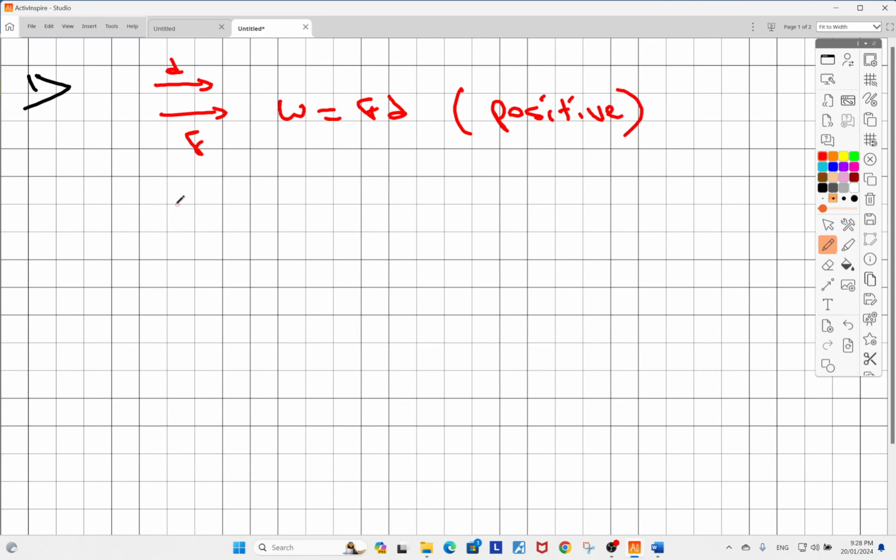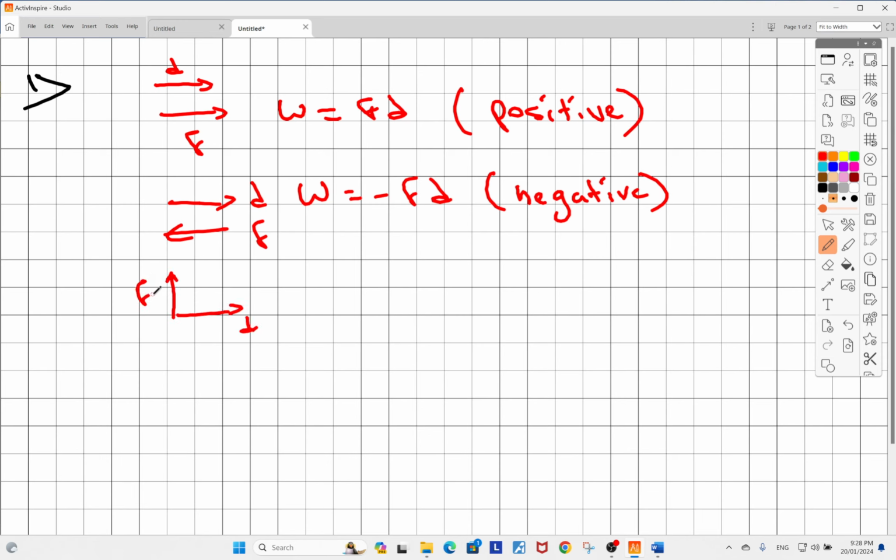If the displacement is opposite to the force, then the work is minus F times d, and it's negative. If the displacement is perpendicular to the force, then the work is 0.